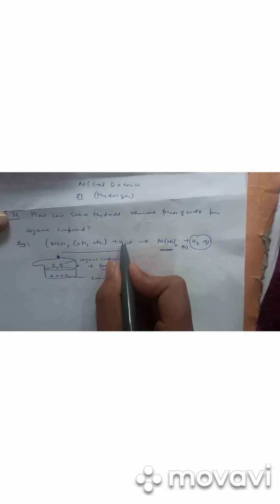Then the trace amount of water which is present in the organic compound reacts with the saline hydride, which is sodium hydride or calcium hydride, and escapes hydrogen gas. Now metal hydroxide is left behind, and if a little amount of organic solvent is also present in the organic compound, that can be distilled over. So like this we can separate the trace amount of water from the organic compound.